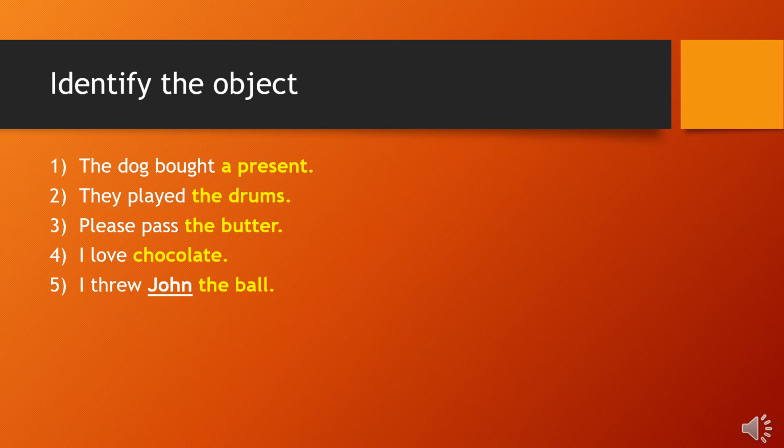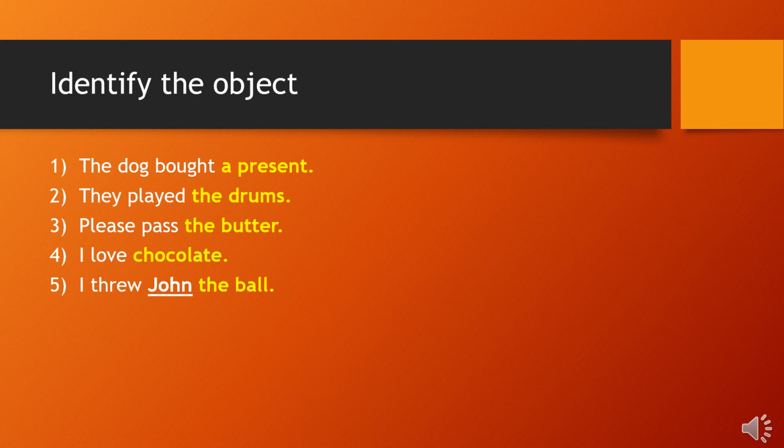Fourth one, I love chocolate. How can we identify the object? Ask the first question. Identify the verb. What is the verb? Love. Once you have identified the verb, step 2, ask the question what? What do I love? Chocolate. So chocolate is the object.